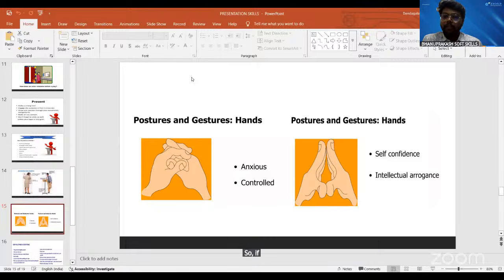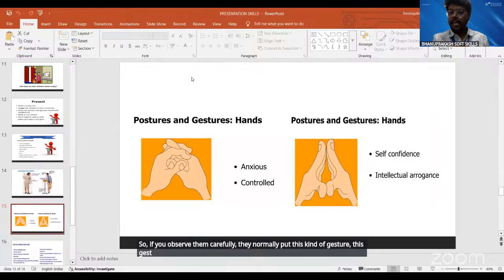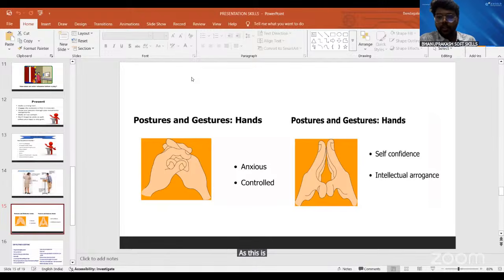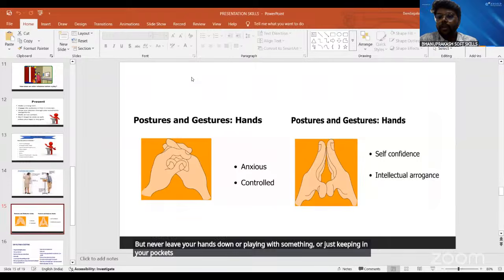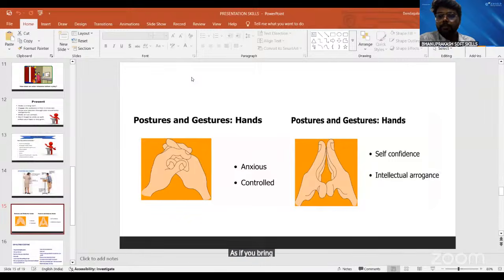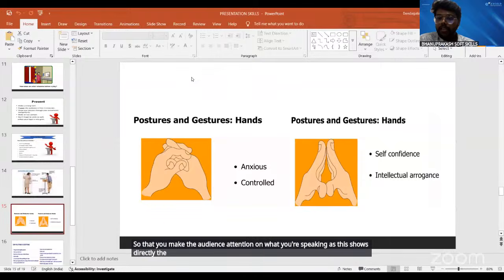If you observe them carefully, they normally use this kind of gesture, just like I'm showing you on the screen, second picture. This is a powerful gesture that you can use, but never leave your hands down or playing with something or keeping them in your pockets. Bring your hands up and then give your gestures according to what you speak. Your hands need to be continuously moving so that you make the audience attentive to what you are speaking, as this shows directly the self-confidence and intellectual arrogance.